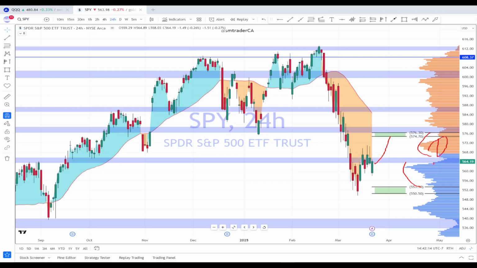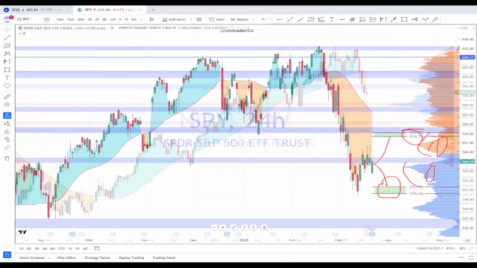So these are the two balance areas that we'll be watching for the SPY to see which direction it will take. On the upside, it'd be coming up to the upper range, and on the downside, come down to retrace its balance and work itself back down to the lower range.